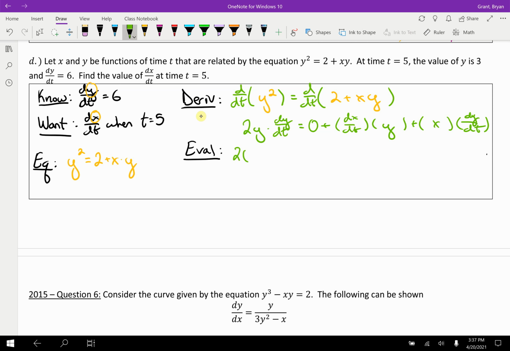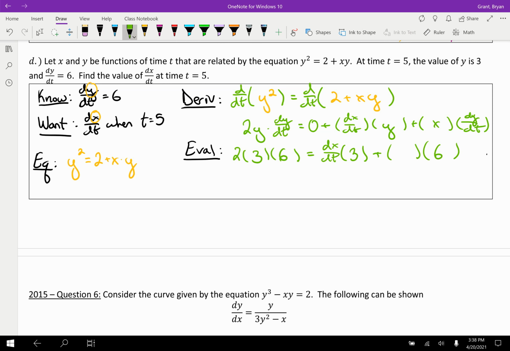We have 2, then it's going to be a blank. dx/dt is what we're trying to find. Here's y, x, and dy/dt. All right, let's go through. What is y? Let's see. At time t equals 5, the value of y is 3, and dy/dt is 6. Excellent. y is 3, dy/dt is 6.